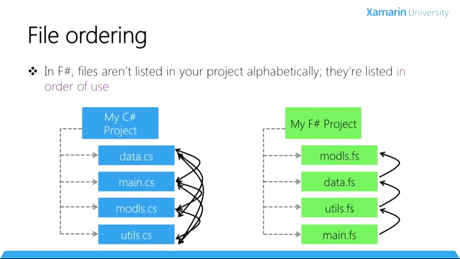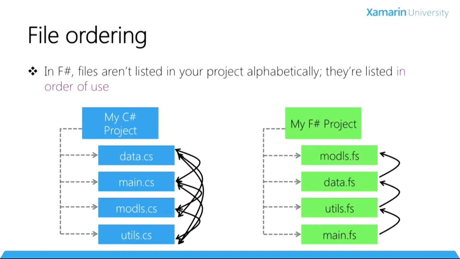So first, F# projects have a specific file ordering. Rather than being organized alphabetically, they're organized by how they're used and what relationships the code within them have. And the rule is that a piece of code can only see code defined earlier. And you can see the effect of this rule in the relationship graph shown here. Each file can only refer to things in the files which are listed above it in order.